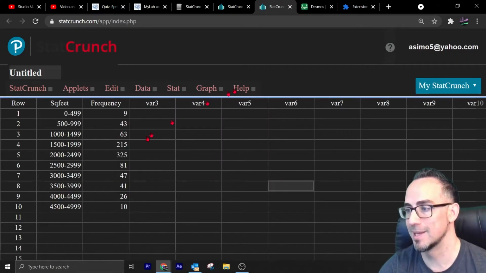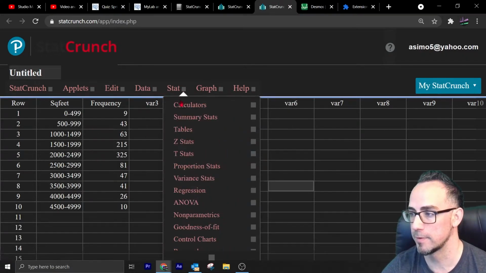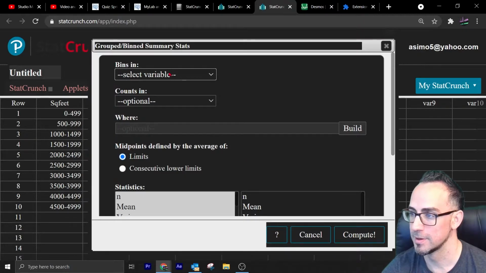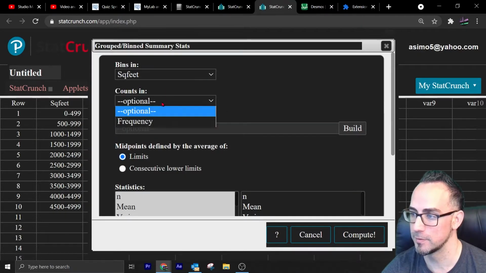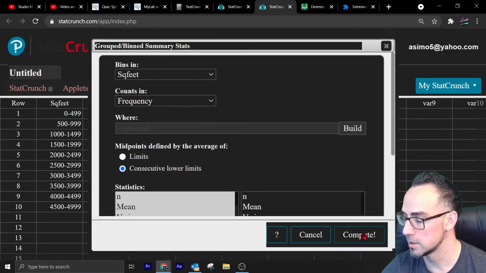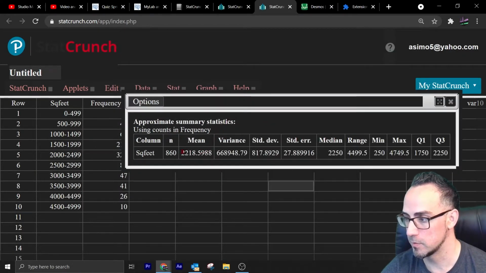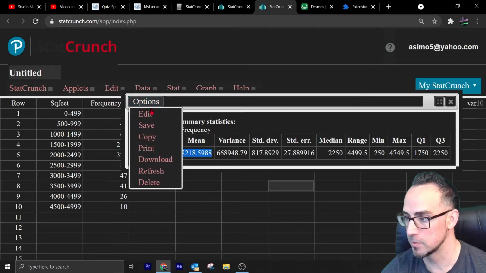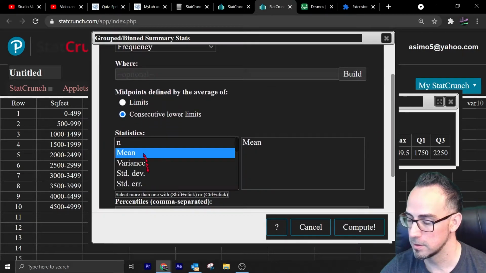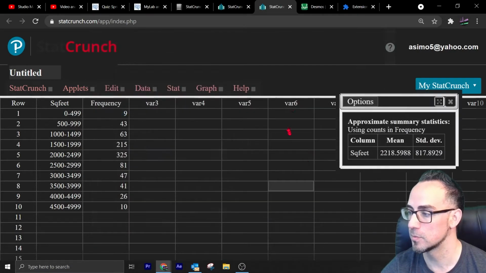That's our grouped data. Now for grouped data, to find the mean, you go the same place you get the mean at, but instead of picking columns, you pick grouped data. And then the bins we'll call square foot, counts, frequency, and that's it. We'll use consecutive lower limits. And then that's it for the mean. We only needed the mean and standard deviation. So let me go back in here and say mean and standard deviation. Press compute.